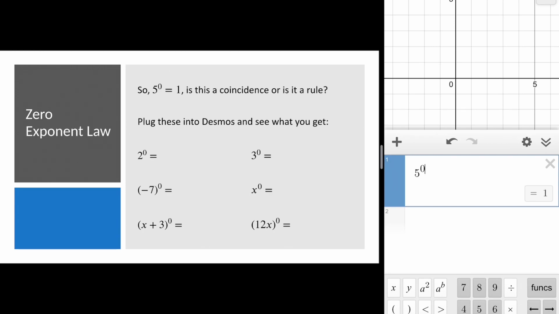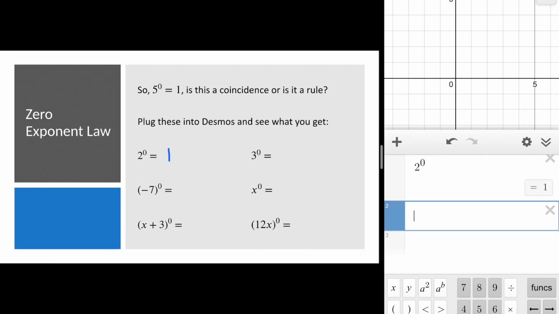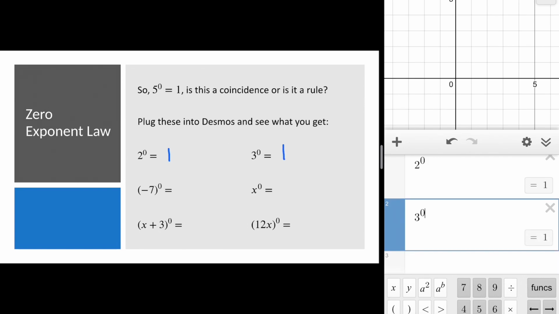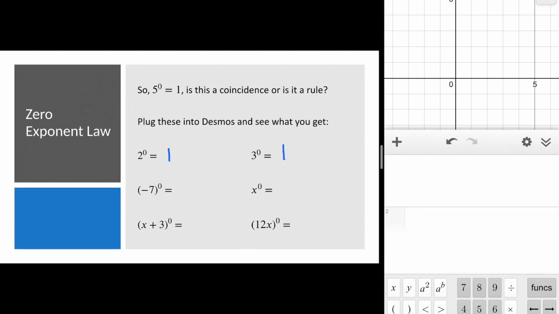All right, what is 2 to the 0 power? So we type that into Desmos. 2 to the 0 power is 1. What is 3 to the 0 power? 1. What is -7 to the 0 power? Oh, make sure you use parentheses here. So -7 in parentheses to the 0 power, 1.